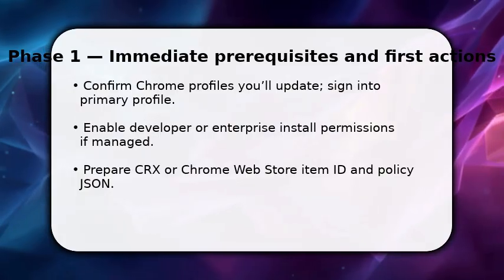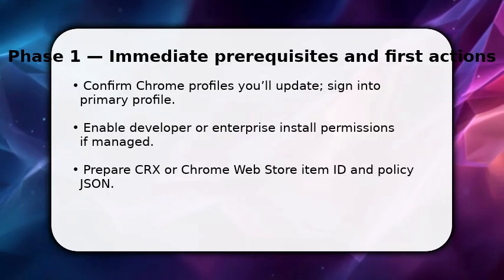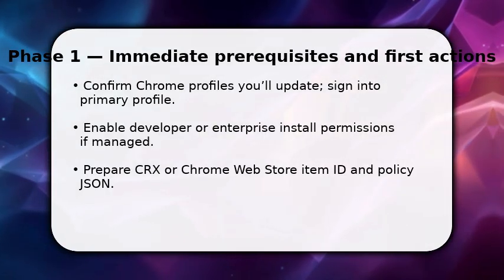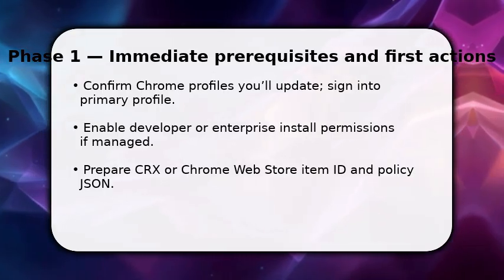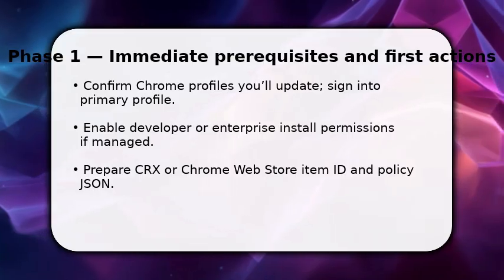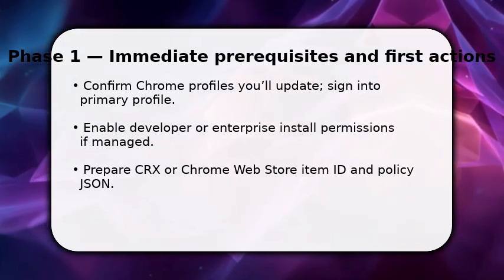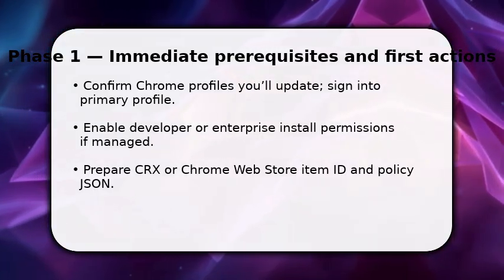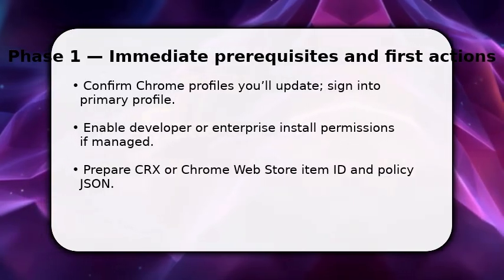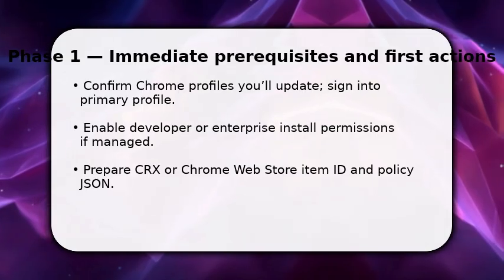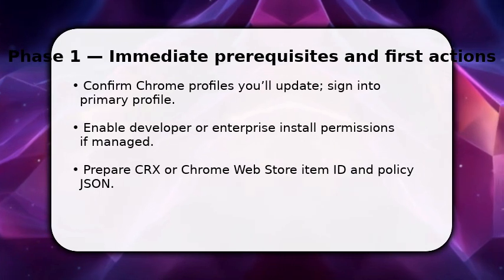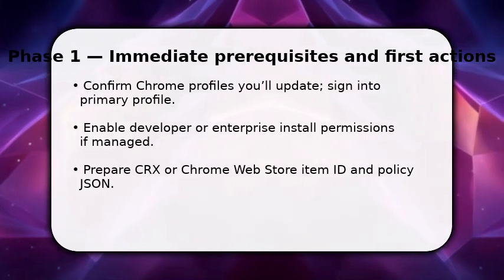You start by preparing the items Chrome needs, sign into the primary profile you will change, and keep other profiles closed. Once done, make sure developer or enterprise install permissions are enabled on managed devices. This avoids blockers. Then locate the CRX file or the Chrome Web Store extension ID and draft the small policy JSON that points Chrome to that ID. I'll show you why each step matters. Precise prerequisites prevent permission errors and make the one-click rollout predictable.